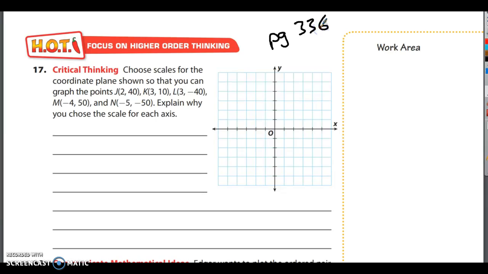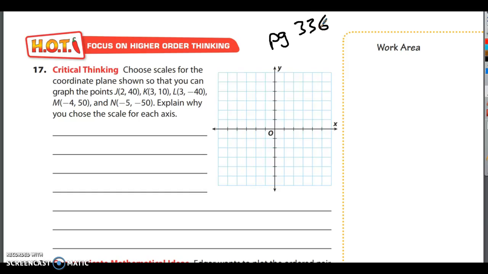Read along with me, number 17, critical thinking. Choose scales for the coordinate plane shown so that you can graph the points J(2, 40), K(3, 10), L(3, -40), M(-4, 50), and N(-5, -50). Explain why you chose the scales for each axis.